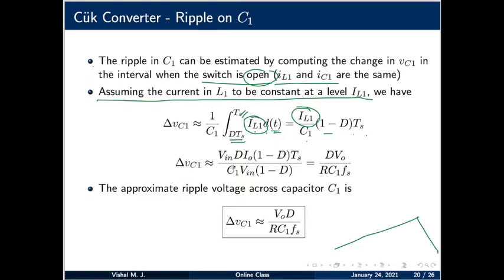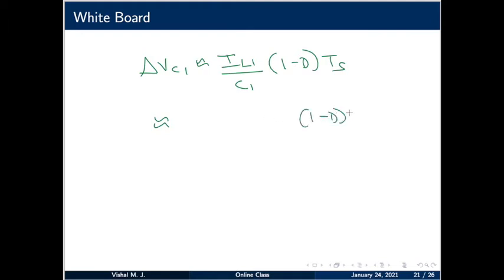So what is delta VC1? It becomes this one, IL1. What is IL1? IL1 is nothing but the input current itself. Let me draw it here. We have found out delta VC1 is approximated to be IL1 by C1 into 1 minus d Ts. So this can be approximated to be, let 1 minus dTs be there as it is, C1 is also there. What is IL1? That is what we are going to see. IL1 is nothing but I input.